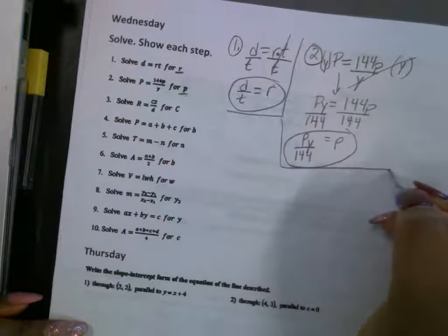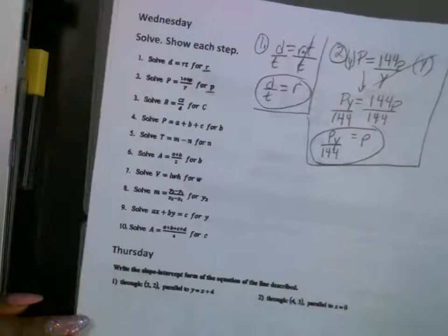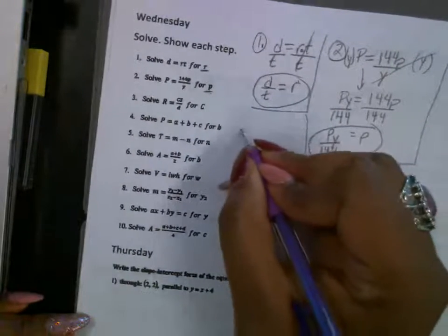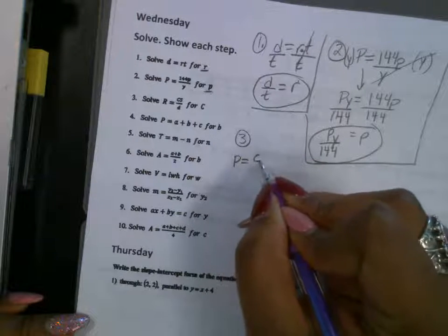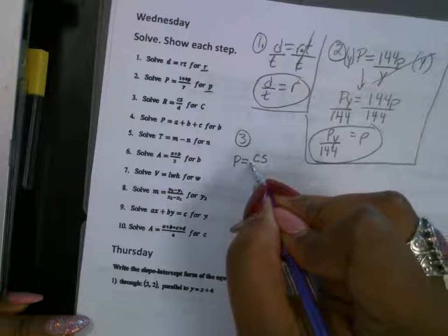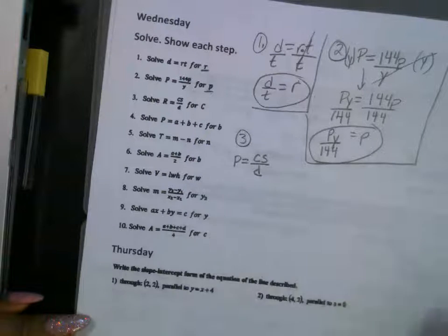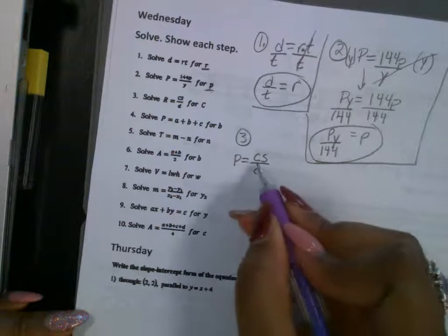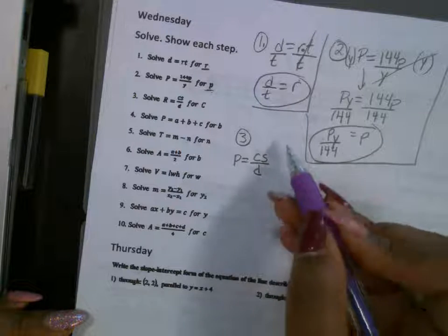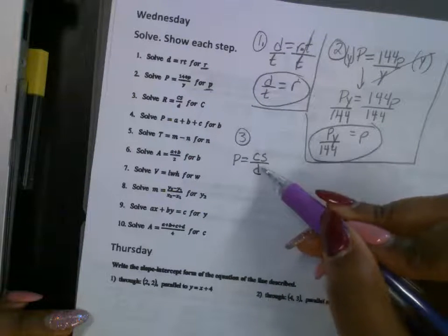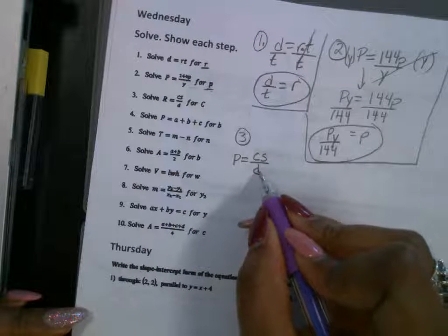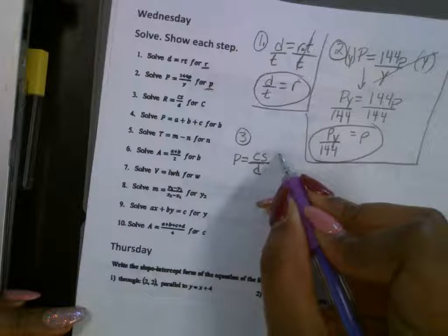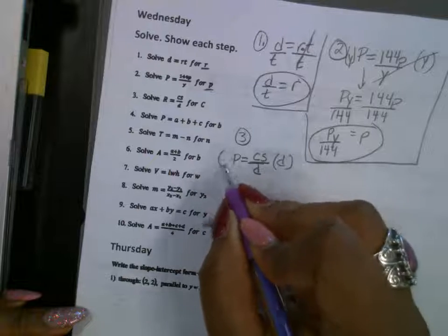All right. Let's look at number 3. All right. Number 3, you have R is equal to C times S divided by D. Okay. And you're trying to solve for C. Get C by itself. So same thing. You can multiply by the reciprocal on both sides, or you can do one letter at a time. Get rid of the D. This is division. Multiply both sides by D first.